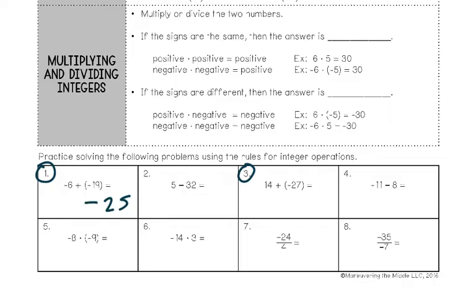Let's look at number 3. Are these two integers being added the same sign or different signs? Since they're different signs, I know I'm going to subtract those two numbers. So I know 27 minus 14 is 13. And then I know that my answer will be negative because the 27 is bigger than the 14 and the 27 is negative.